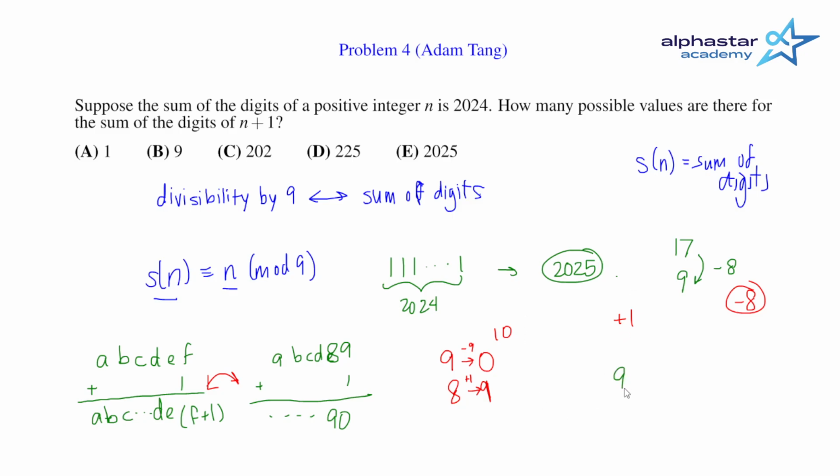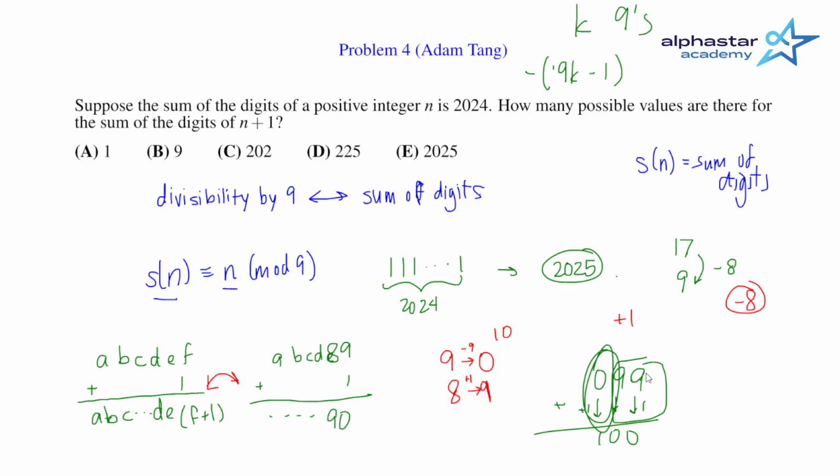But there's more possibilities, and it really depends on how many 9s are at the end of our number. If we have 2 9s, and the next digit is not a 9, and we add 1, this digit adds 1, but these two both decrease by 9. In other words, we add 1 and subtract 9 twice. In general, if there are k 9s, the sum would decrease from the original value by 9k minus 1. It would increase by 1 from the non-9 digit, but decrease by 9 for every 9 that becomes 0. So in this case, we can expect the sum to always be 2024 minus (9k minus 1), in other words, 2025 minus 9k.